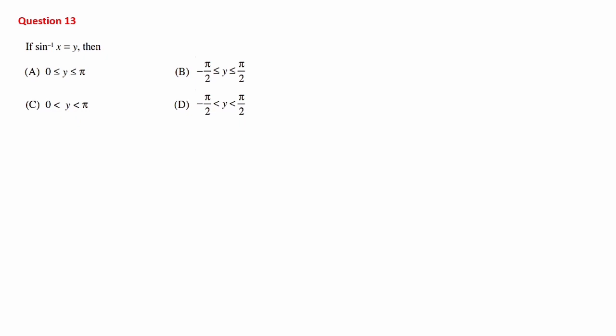Here it is the open interval minus pi by 2 to pi by 2. Here y is the range. So range means the principal value branch here. The principal value branch, or the range of sin inverse x, that we have already discussed in the first part. The range of sin inverse x is between minus pi by 2 and pi by 2, both inclusive. So here you have to check which category this comes under, A, B, C or D.